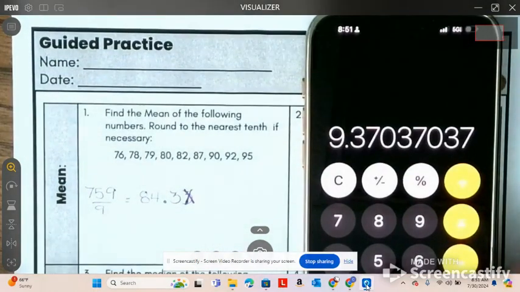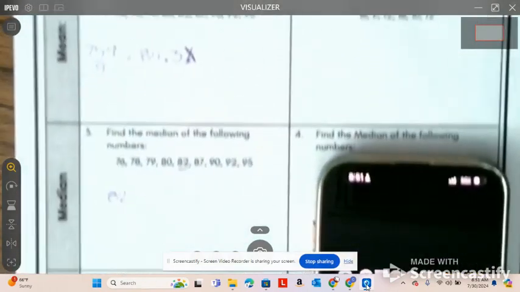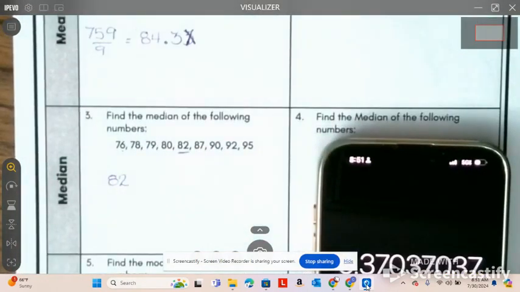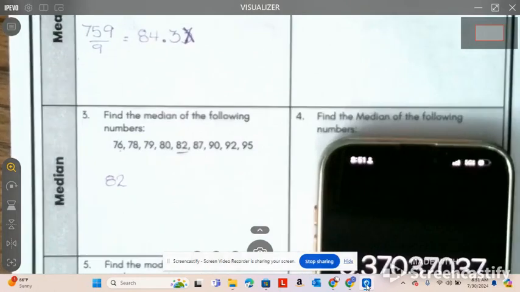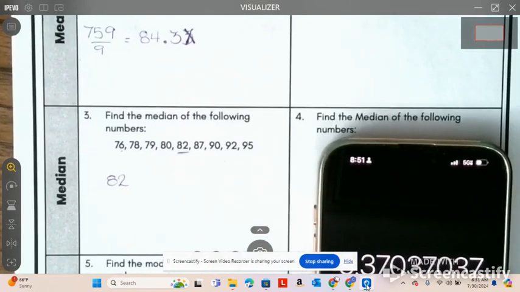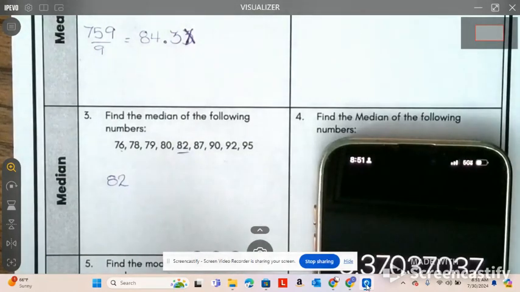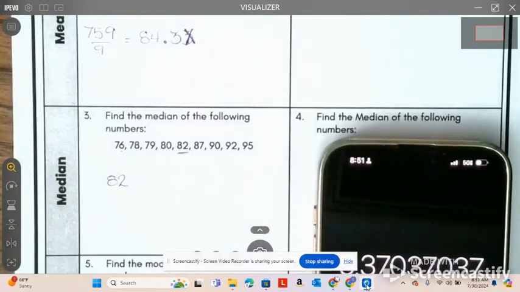All right, once we do that, we've got that same data set again. They're going to ask us what the mode is. I need to look through here and see, are there any repeats? So there's 76, 78, 79, 80, 82, 87, 90, 92, 95. I don't see anything that repeats, so I'm simply going to write no mode as my answer for mode.